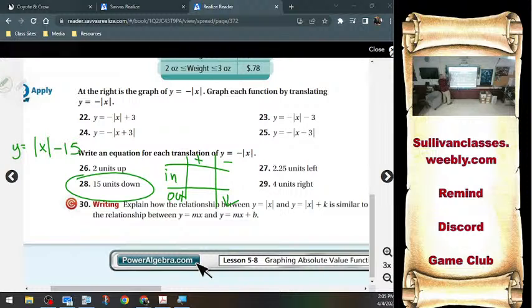Exact same thing, but because your parent graph had a negative on it, that means your answer does too. What that does is make a vertical reflection. It takes all of your V's and flops them upside down.